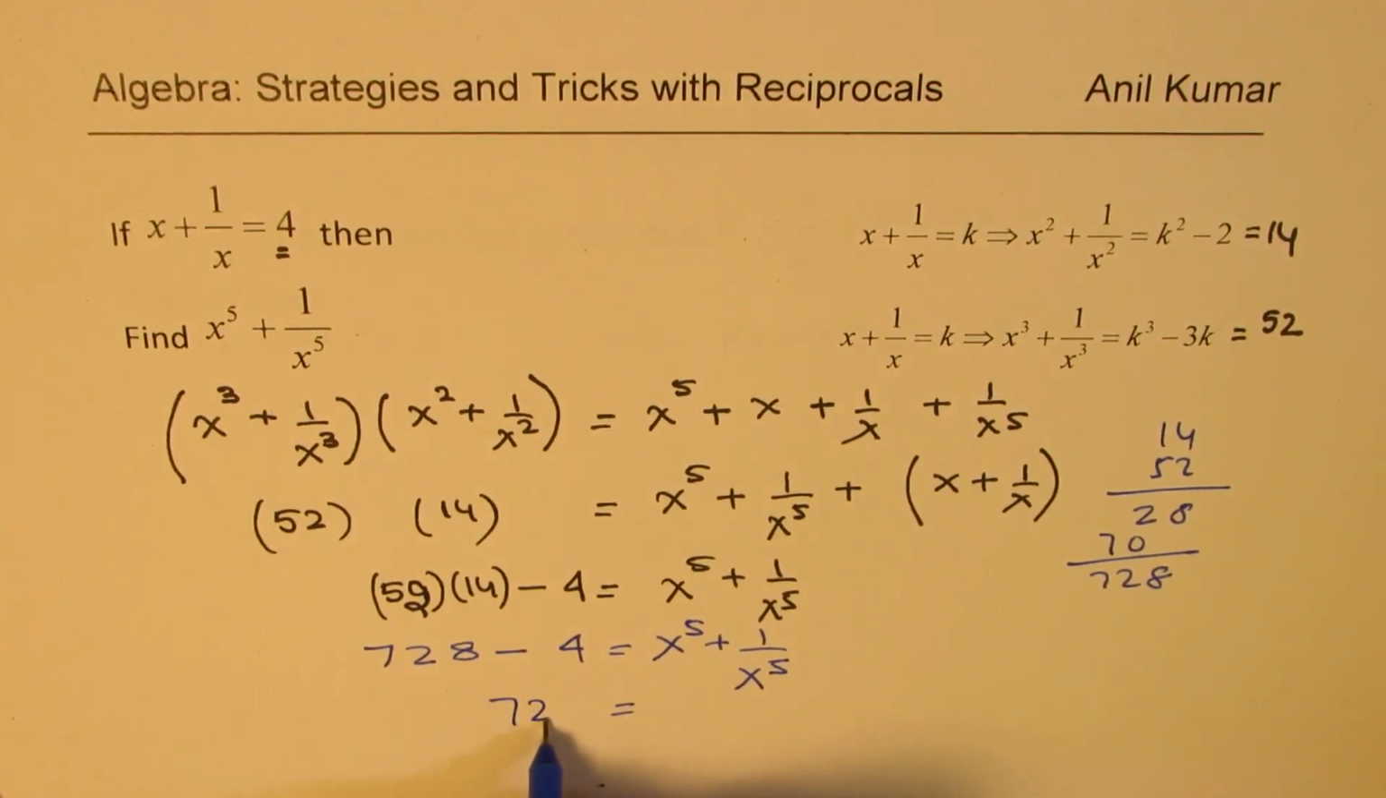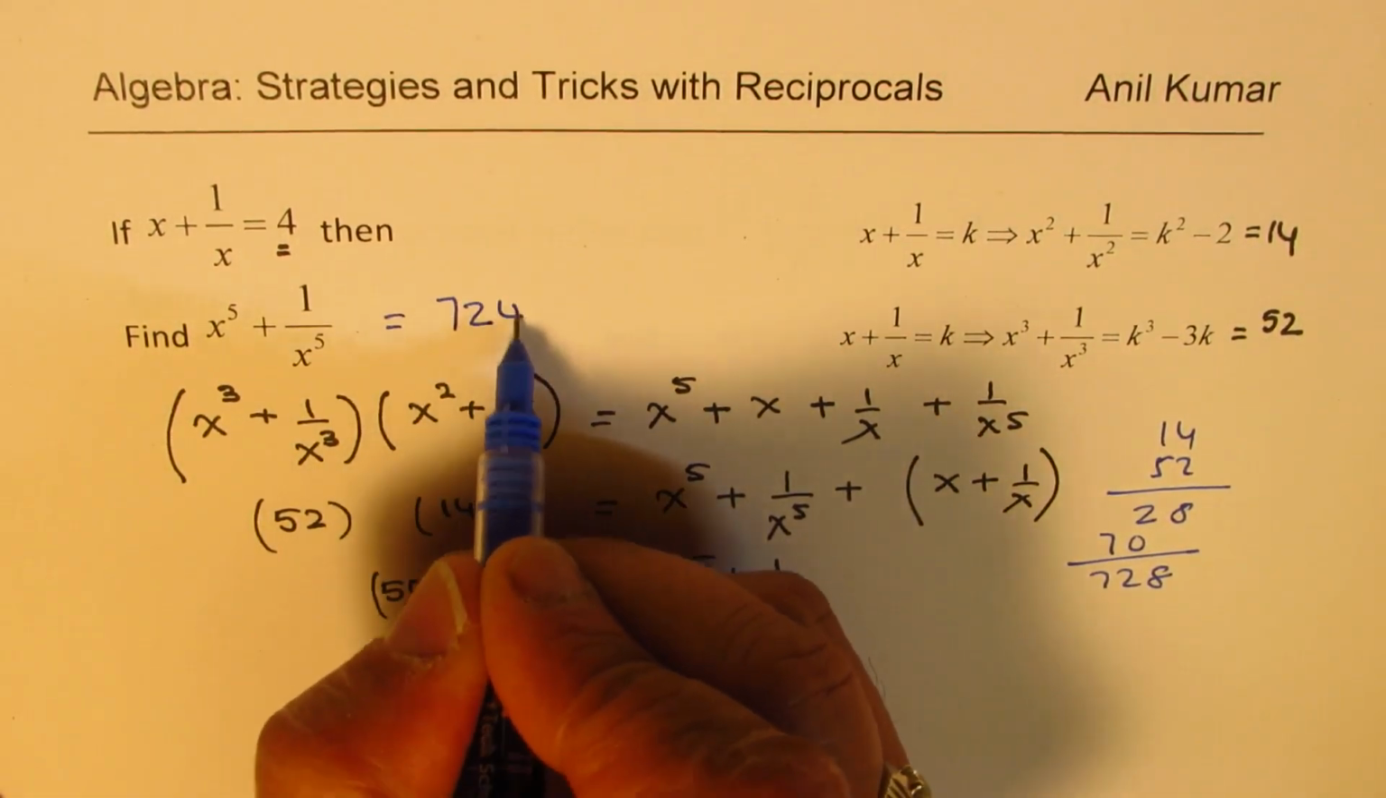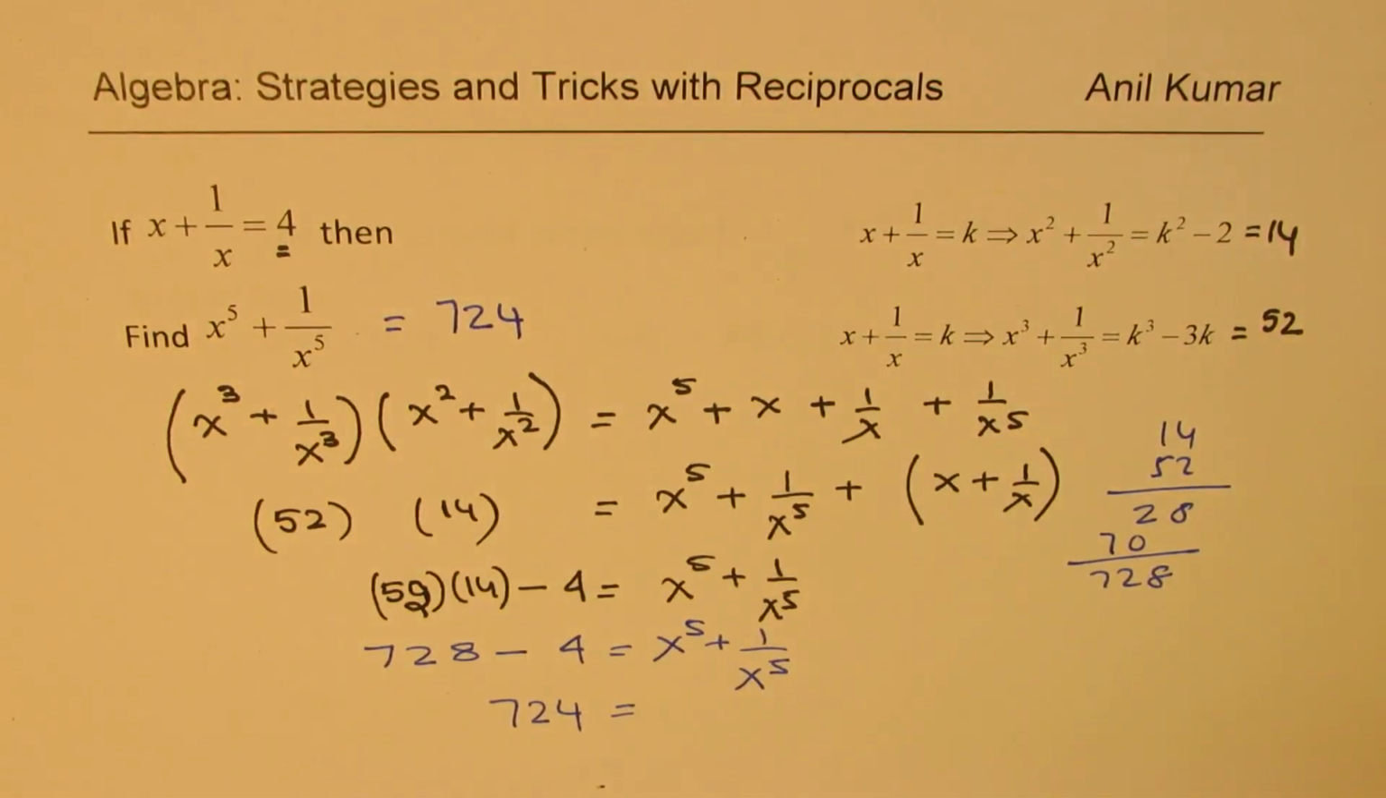So the value is 724 for us. So that is how we get this value as 724. I hope that makes sense, correct? So even if we complicate this question to the level of 5 degree, we can still find the answer very easily. You can go like this ahead also.